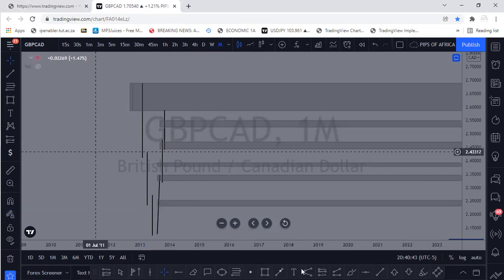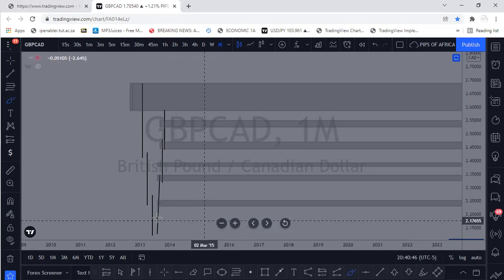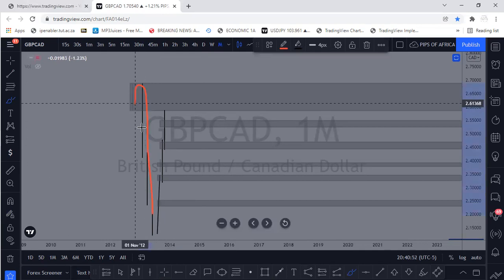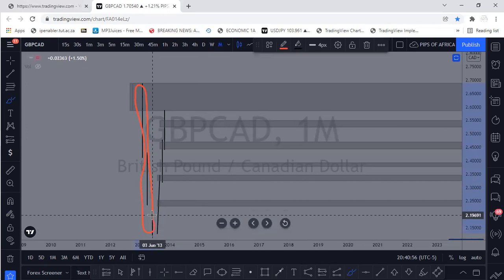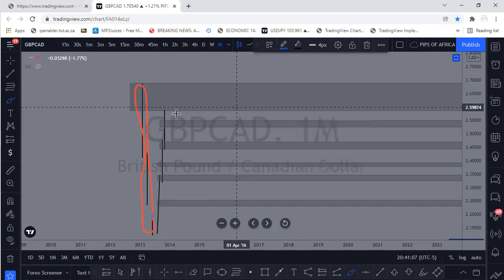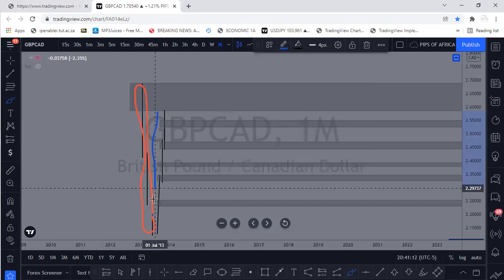So remember that this area here, these candles, are for the monthly time frame. And then the other ones are for the daily time frame. So let me change the color of the other ones and make them blue. So these candles here are for the daily time frame. The ones that are going up are for the daily time frame.